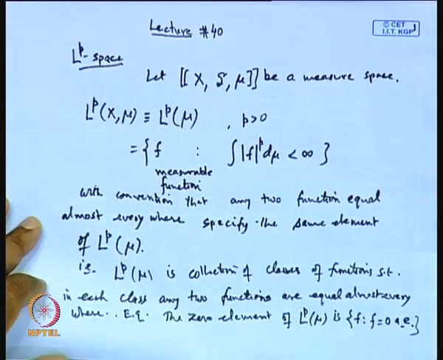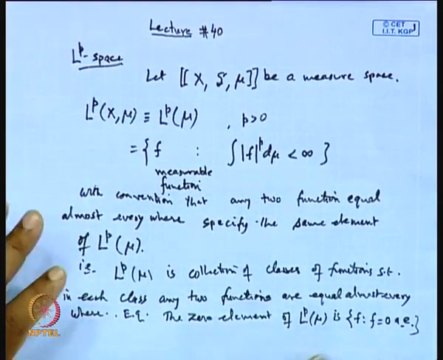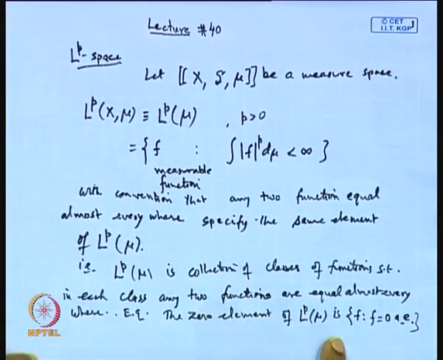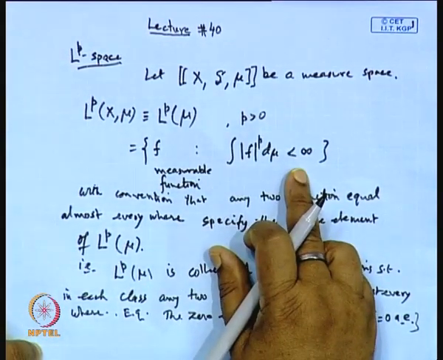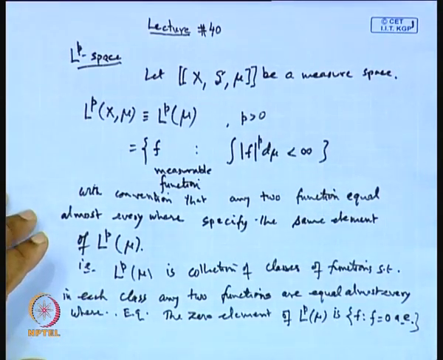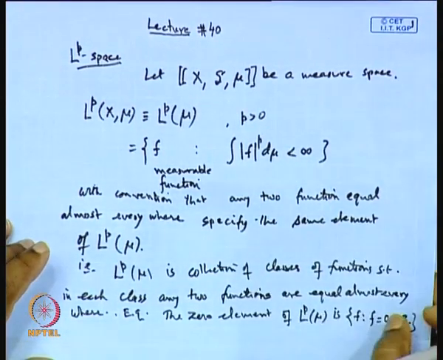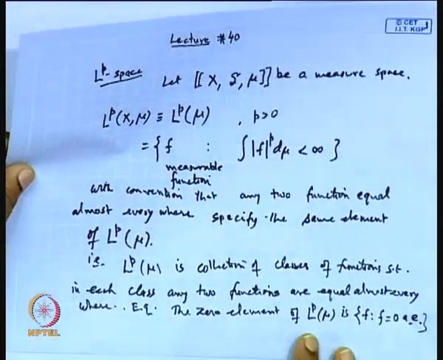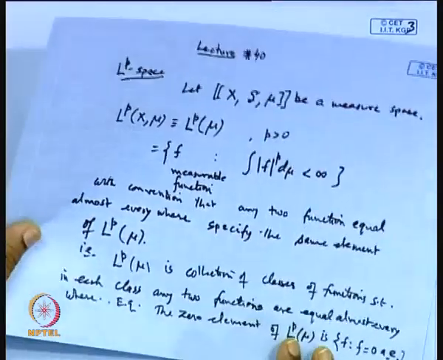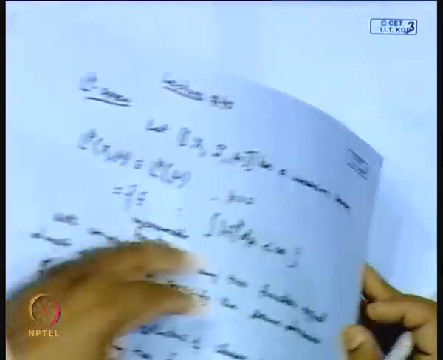So, in notation, when we say f belongs to LP, it means f is a measurable function such that this condition holds, that it is pth power integrable. Okay. Now, this collection of these classes or functions forms a vector space under suitable addition and scalar multiplication.